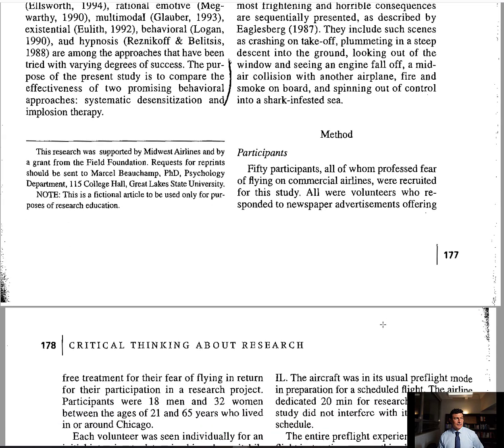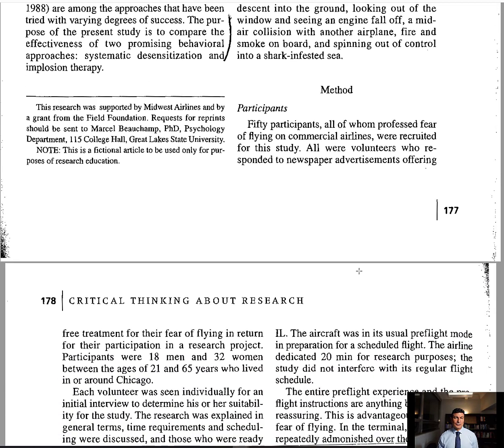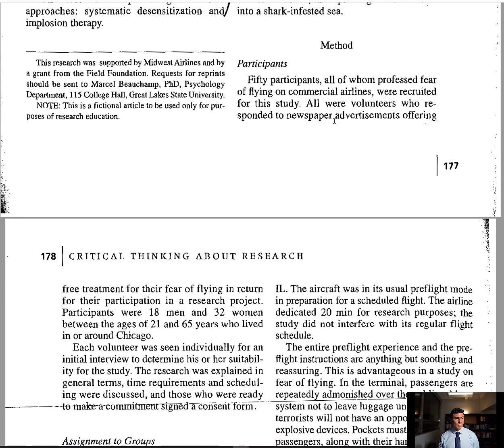The method, let's start with the method. So I like to talk about who's in the study, and that's an important factor because it helps us to generalize to other people. So they found 50 participants who responded to newspaper advertisements. They were men and women between the ages of 21 and 65 in and around Chicago.